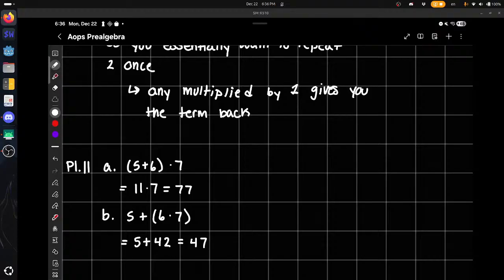Okay. Why did they show us these problems? They're saying that you can't just mix addition and multiplication and expect to get the same answer, because they only use the associative property, but we got different answers. We got 77 and 47. They're not the same.